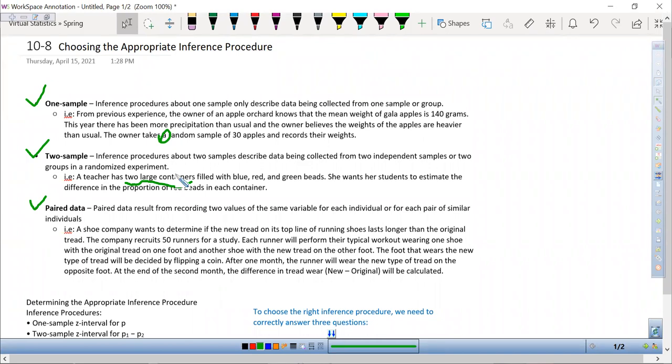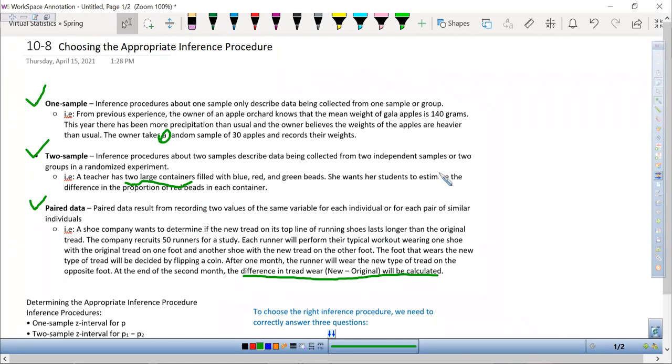The way they're randomizing this is that which foot it's on is decided by flipping a coin. After 1 month, the runner will wear the new type of tread on the opposite foot. At the end of the month, they will record the difference in tread wear. Since we're looking at the difference in tread wear, not each one separately, that's going to be paired data.